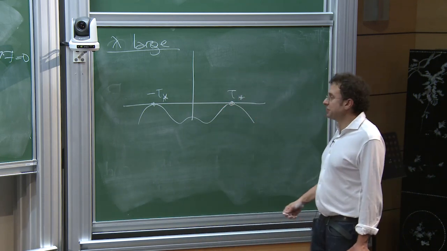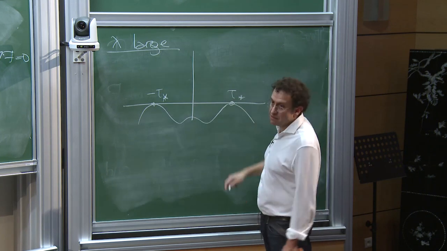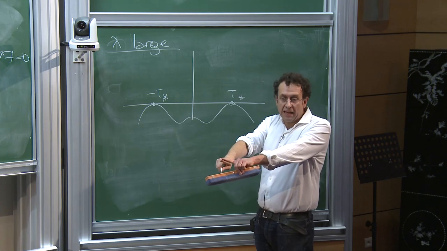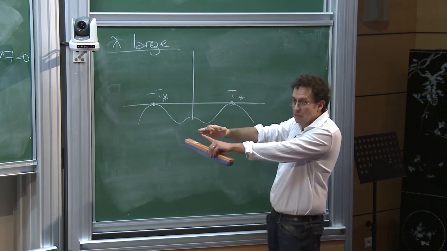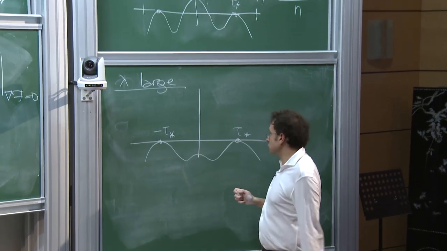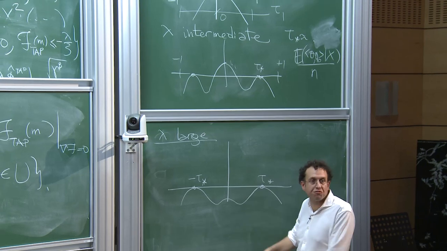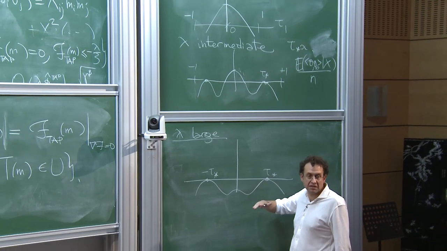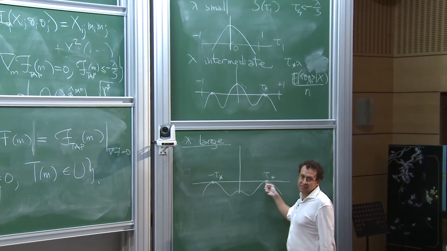So this means that if there is any point that is below this level, minus lambda over 3, it must have a scalar product with the truth that is close to the Bayes expectation. Separately, we prove that there is at least one point below this level, lambda over 3. So there must also be a critical point below this level, and it must be here.